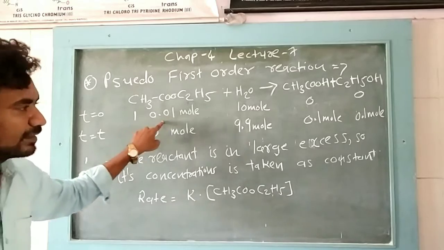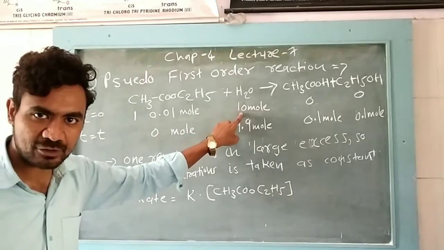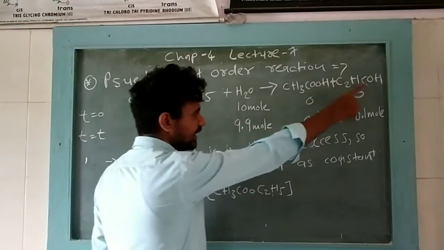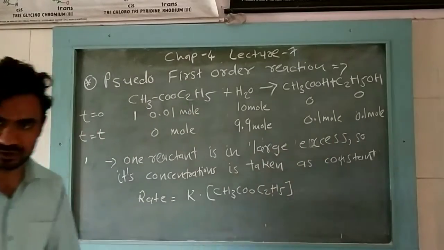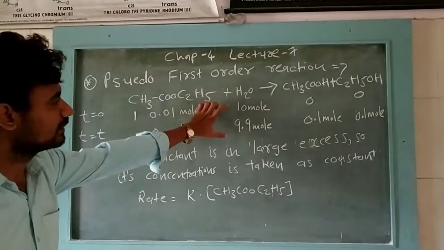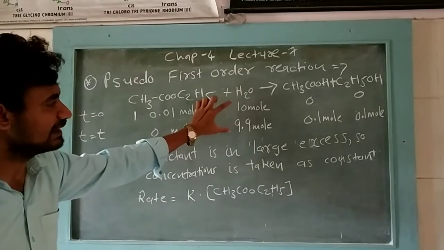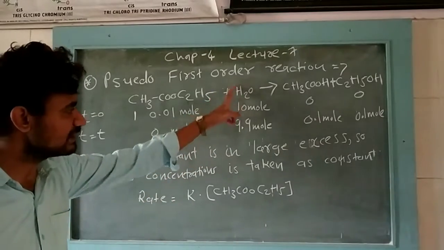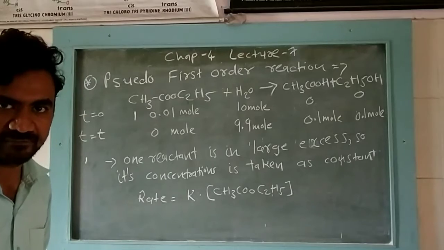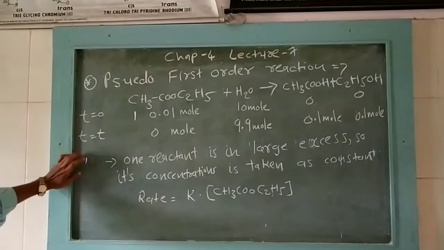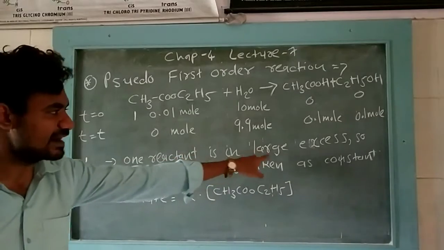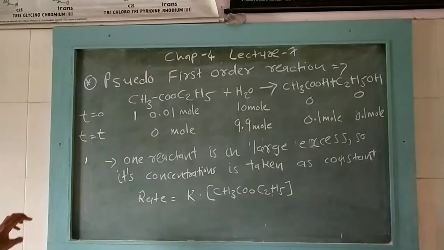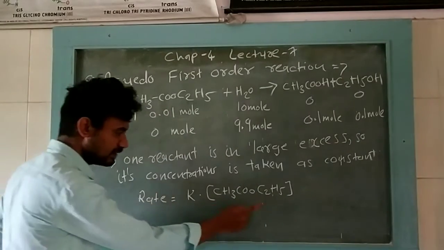This much, 0.1 moles from 10 moles, will be used here. So it will be 9.9 mole. And acid and alcohol will be 0.1 mole almost. Now here you can see these two have a very small gap. 10 and 9.9 is almost 10. So the concentration of water remains constant throughout the reaction. So when one reactant is in a large excess amount, its concentration is taken as constant. So rate is equal to K into concentration of ester.